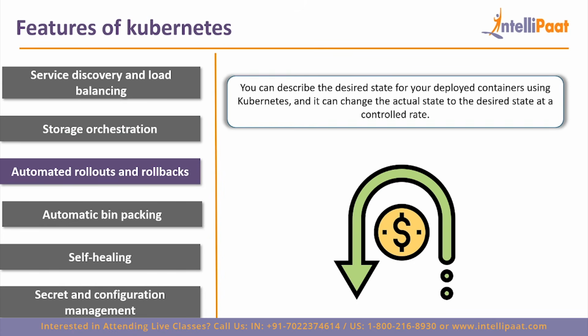Moving ahead, we have automated rollout and rollback. So you can describe the state of your deployed containers using Kubernetes, and it can change the actual state to the desired state. So let's say we have something called pods. Pods can be thought of as the lowest form of execution unit in Kubernetes. So you have various different pods which can have various different containers which do a lot of different things, right?